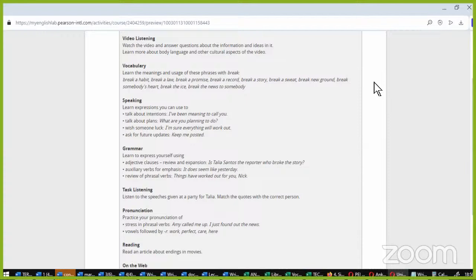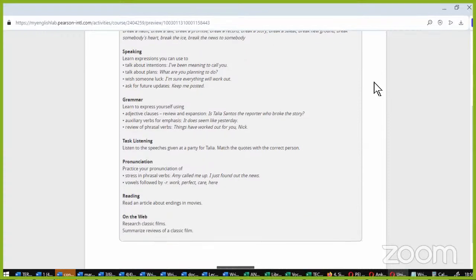Speaking. Learn expressions you can use to talk about intentions. I've been meaning to call you. Talk about plans. What are you planning to do? Wish someone luck. I'm sure everything will work out. Ask for future updates. Keep me posted. Grammar. Learn to express yourself using adjective clauses. Is Talia Santos the reporter who broke the story? Auxiliary verbs for emphasis. It does seem like yesterday. Review of phrasal verbs. Things have worked out for you, Nick.